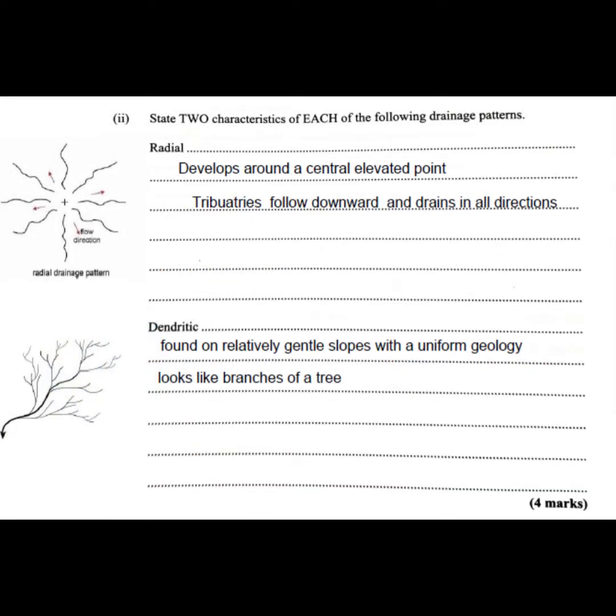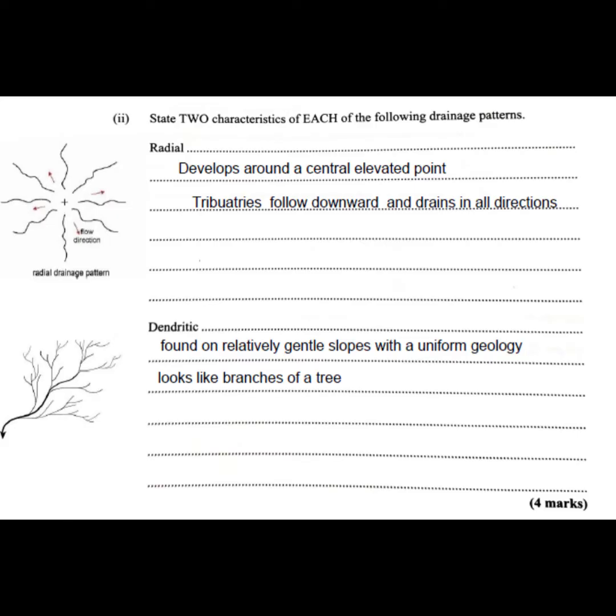Question 2, part B, part 2 states that we state two characteristics of each of the following drainage patterns. So we have radial and we have dendritic. Now, we know that the radial drainage pattern, as shown in the picture, develops around a central elevated point. So it usually develops on a highland.